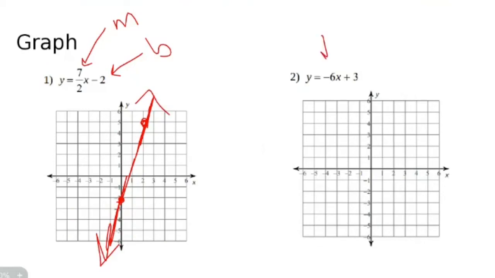My slope is negative 6, or negative 6 over 1. My y-intercept is 3. So you start at 3. You go up 1, 2, 3. Uh-oh, ran out of room, so I can go down 1, 2, 3, 4, 5, 6, right 1. Down 1, 2, 3, up, ran out of room.